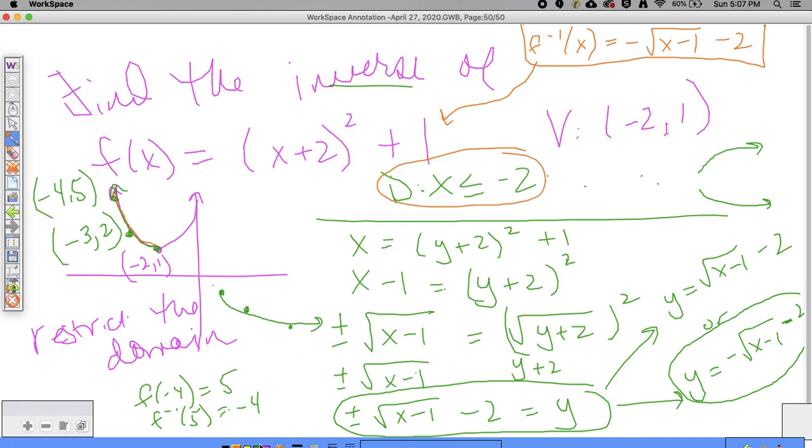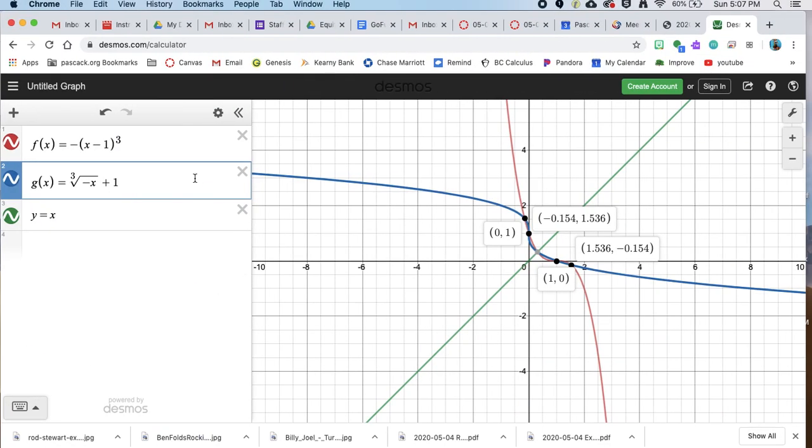Now, what I want to allude you to is that if you at the beginning said, I'm going to let my domain restriction be greater than or equal to -2, well, then it would be that half of the parabola right there, and it would be this one here. I'm going to go ahead and show you what I mean by that when we jump into Desmos. So we have (x plus 2) squared plus 1, and then we have plus or minus the square root of x minus 1, minus 2. Okay, so let's go right into Desmos, and then let's take a look at this so you can actually see what I'm talking about.